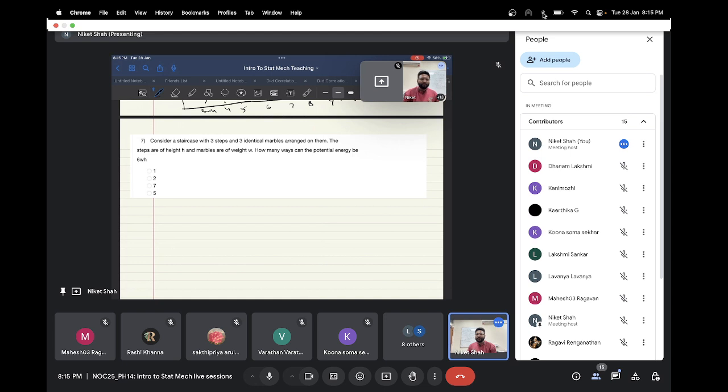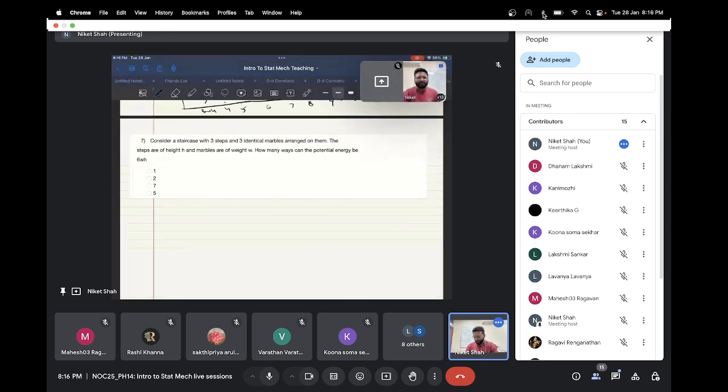Consider a staircase with 3 steps and 3 identical marbles arranged on them. See, now this is the kind of approach, the approach that I used previously, that you have to use in this question. Because here you have 3 steps and 3 identical marbles. The steps are of height h and marbles are of weight w. How many ways can the potential energy be 6Wh? And we already have calculated this answer previously.